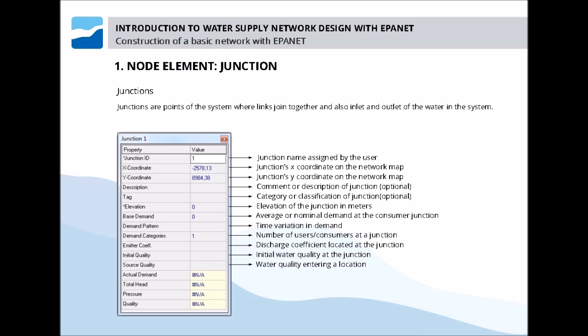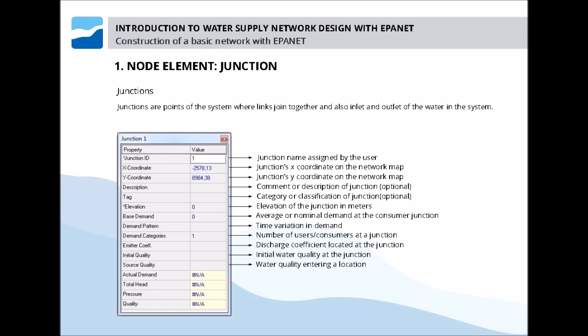The editor of the current slide shows the model of data for a junction element. We can see how to give a name to a connection. We can see the connection coordinates, as well as a possible description or ID label or tag, which is optional. We can see the elevation in meters of the connection compared to a reference point.